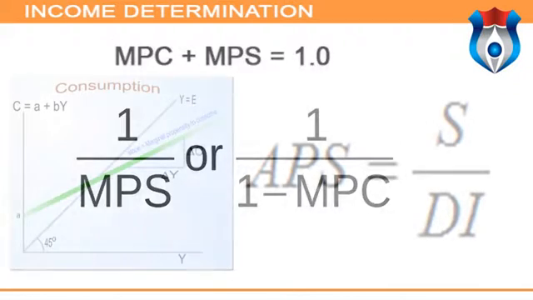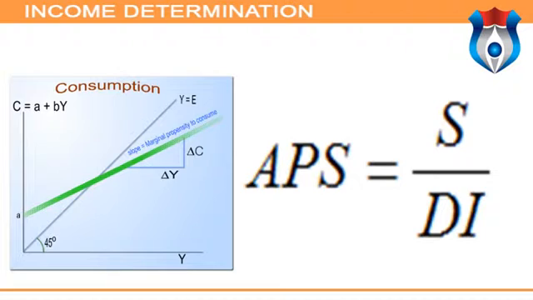Other marginals. Here are a few of the more important marginals. Marginal propensity to consume: it indicates a change in consumption resulting from a change in income. In fact, if the MPC and MPS are calculated based on after-tax disposable income, then the two marginals sum to 1. MPC plus MPS is equal to 1.